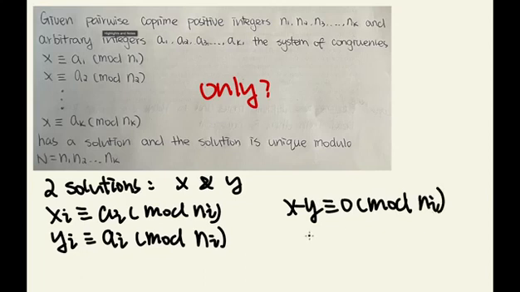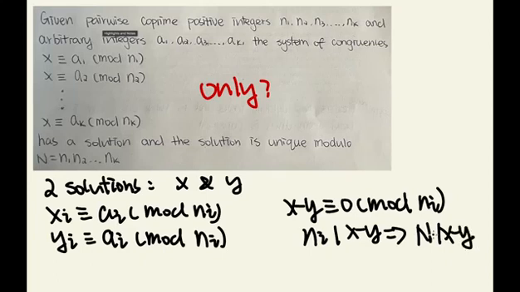Because all the ni's are pairwise coprime, for x minus y to be a multiple of every single one of them, it needs to be a multiple of the product of all the ni's. Did you see anything interesting? This product is exactly our capital N per definition, meaning that x minus y is a multiple of capital N. Capital N divides x minus y. What does that mean? You see it now? Yep, that means x needs to be congruent to y mod capital N.